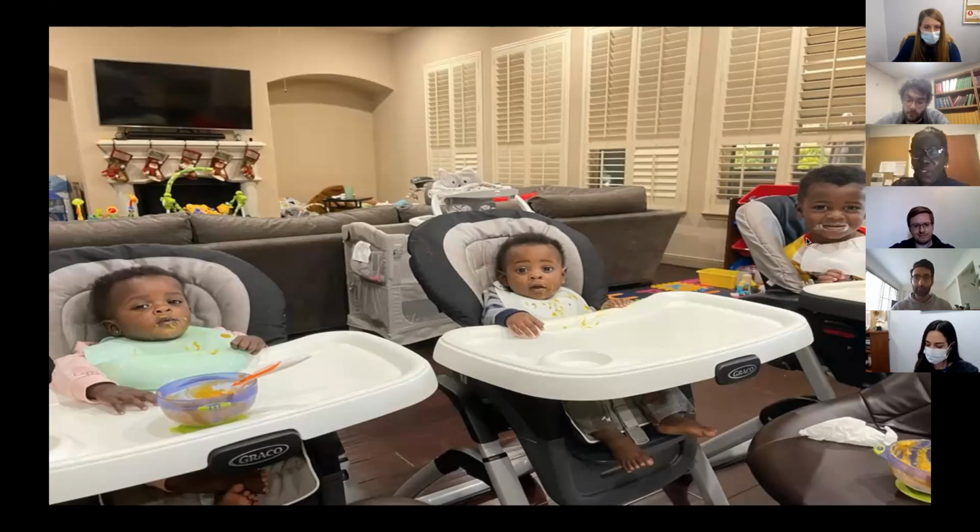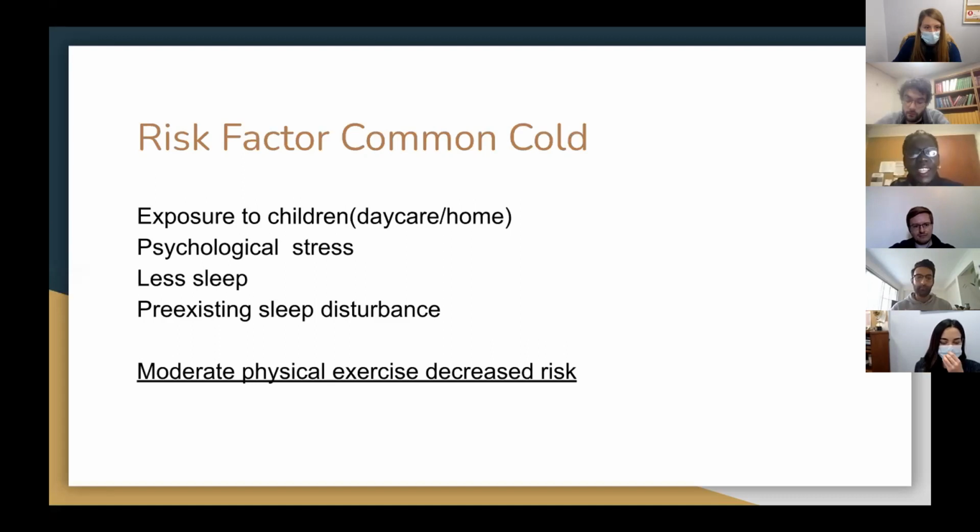Risk factors for cold viruses are children, exposure to children in the home, psychological stress, and not sleeping enough. People who get 4 or 5 hours of sleep, that is not enough, and that increases your risk of getting sick. People who have pre-existing sleep disturbances are also at higher risk, and moderate physical exercise decreases your risk. So if you want to decrease your risk, exercise and sleep more.